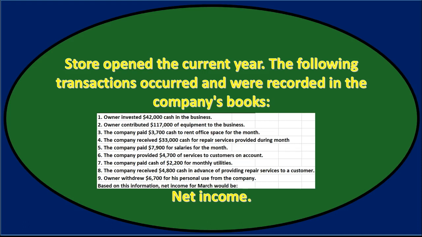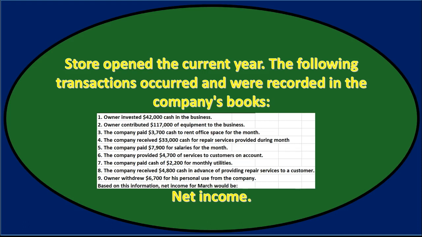First question. Store opened the current year. The following transactions occurred and were recorded in the company's books. We're going to find net income. So this is going to be our list of transactions. We're going to have to go through this list of transactions and find what net income should be. Note that when considering net income, we're thinking about revenue minus expenses, the calculation.